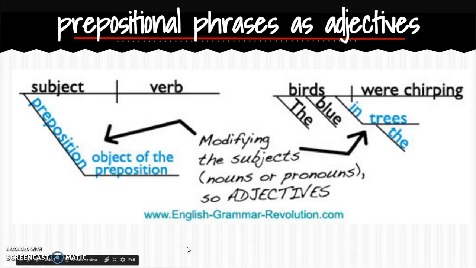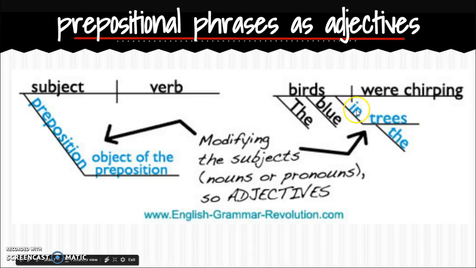The last thing that we're going to talk about today are prepositional phrases. We've got prepositional phrases as adjectives. We know that adjectives modify nouns. So if we see a prepositional phrase describing a noun, in this case our subject, we're going to draw this diagonal line and connect it with a parallel line with our subject-verb line. Your preposition will go on this line, and then your noun, which is the object of the preposition, goes on this line. So I have the blue birds in the trees.